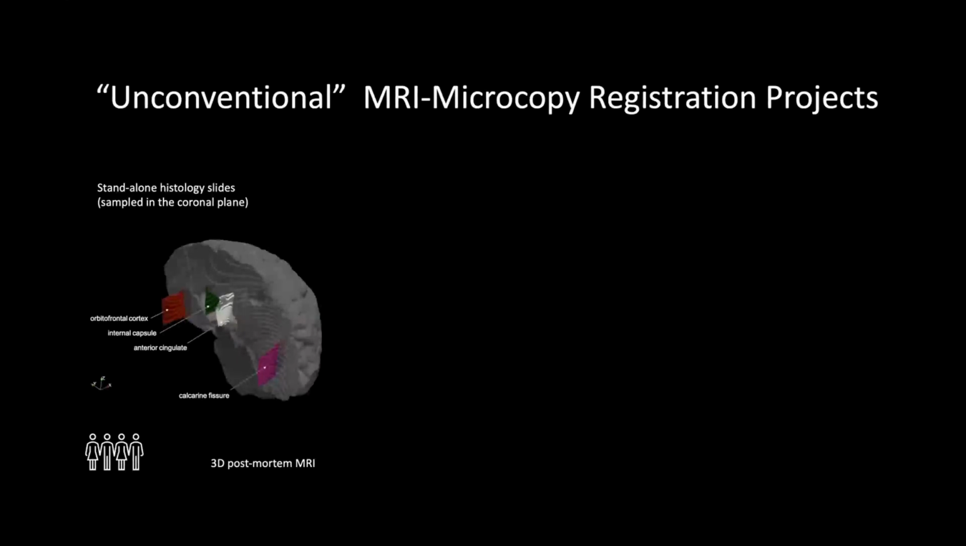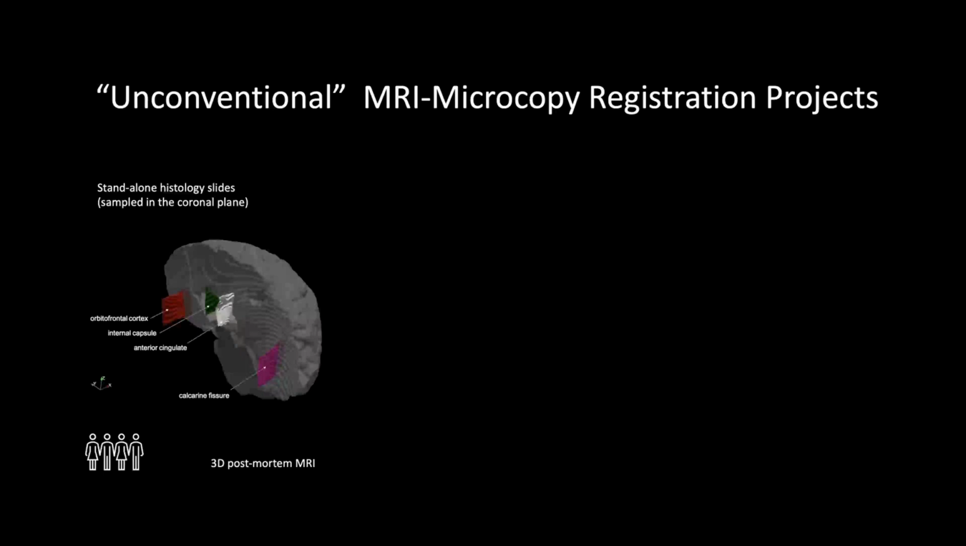So for unconventional MRI microscopy registration project, the first one that I'm talking about is when we have only single sections of histology, as you can see by the colored little labels here. And those are taken from different parts of the human brain. And then we have the whole volumetric MRI data as a reference. And we want to align the histology data with the MRI. But as you can see, this is not 3D to 3D. This is 2D to 3D registration.